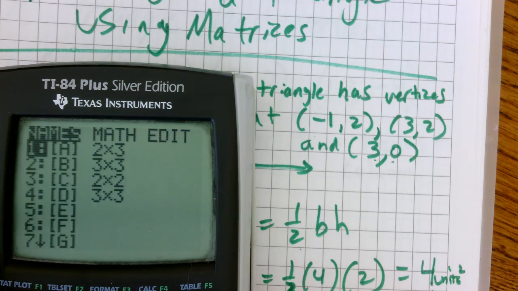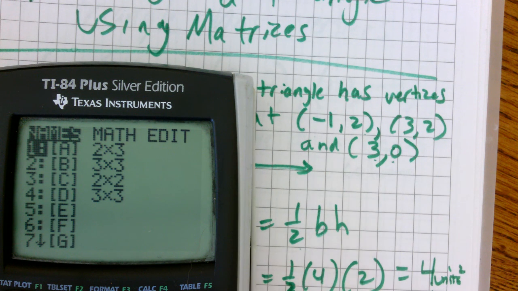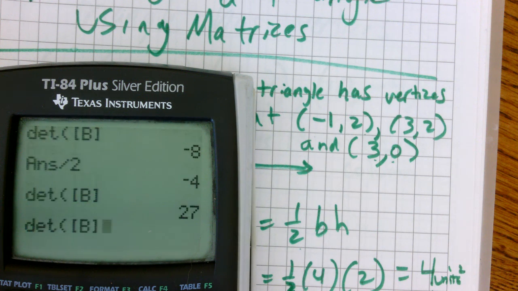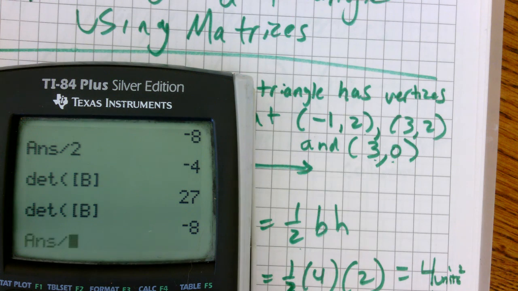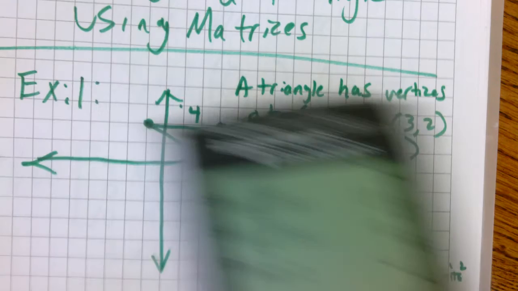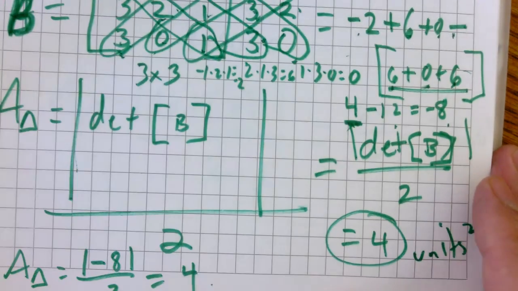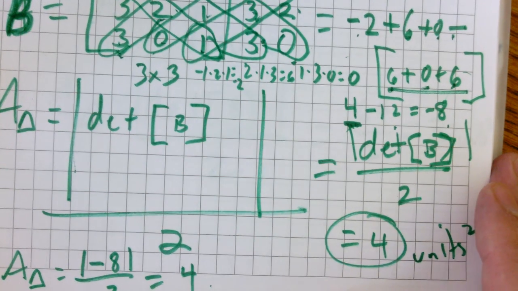Second matrix, math, determinant. Then we select matrix B, and we get -8, and we divide it by 2. And again, the area has to be positive, so it's positive 4, like we also calculated. So it's much easier on the calculator, but we got 4 units on that one. The determinant was -8.